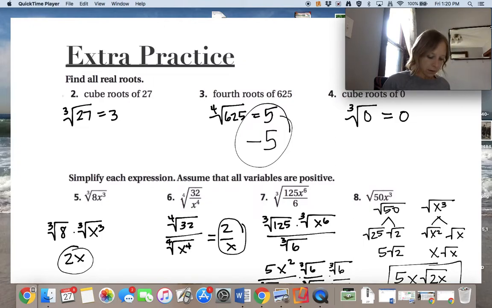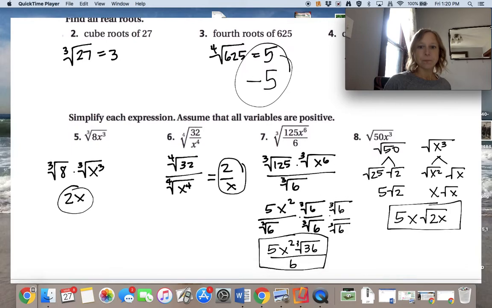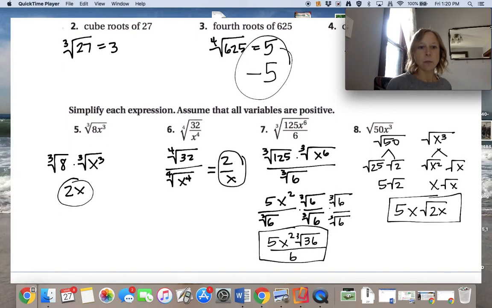All right, let's go down to the next row. We did the first one together, number 5. Number 6 is very similar. Take that fourth root of 32, the fourth root of x to the fourth, and you get 2 over x. And 7 and 8 are ones that people seem to struggle with a little bit before, right when we first started doing this. So let's take a look at number 7 and 8.